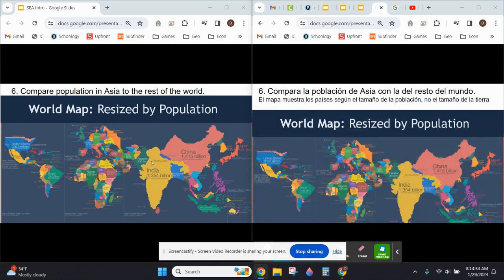This is a cartogram. So the bigger the country appears, the bigger the population. This isn't showing actual land size. This is showing population. So how does Asia compare to the rest of the world? Obviously, Asia is significantly larger.